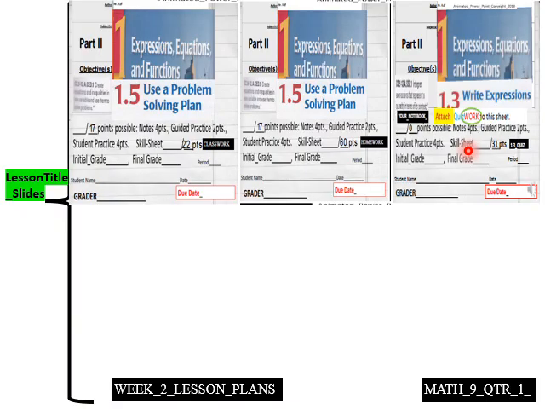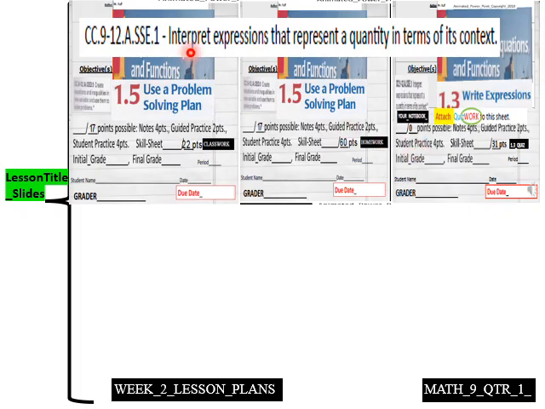And then we go to a quiz, and this is going back to even Week 1. Write expressions 1.3 quiz here. It's got 31 points on your first quiz in Week 2. And again, we go into SSE here, which is 1.3. We have Common Core 9 through 12, A.SSE.1, interpret expressions that represent a quantity in terms of its context.